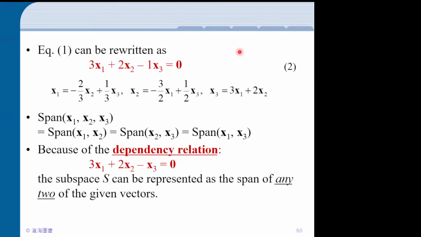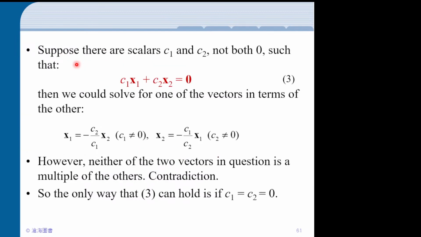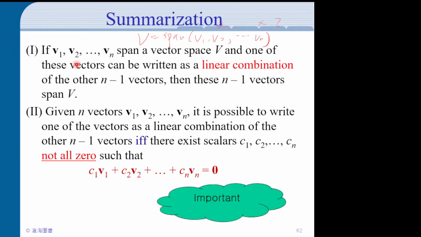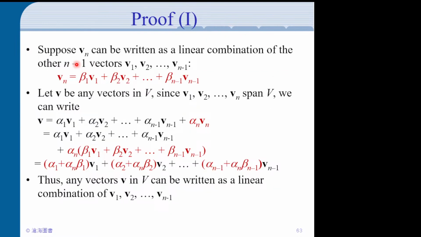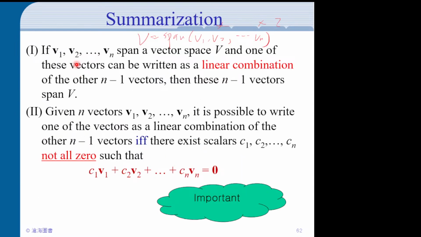Once again, for this example, we have 3x1 plus 2x2 minus 1x3 equals 0. Then we find out that we can write x3 as a linear combination of x1, x2. Okay, and let's go to the proof. So we have a proof of those two things. The first one is if we can write one of them as a linear combination of others, then you don't need it. You can get rid of it and still span the same space.